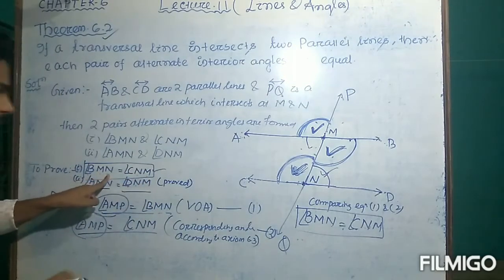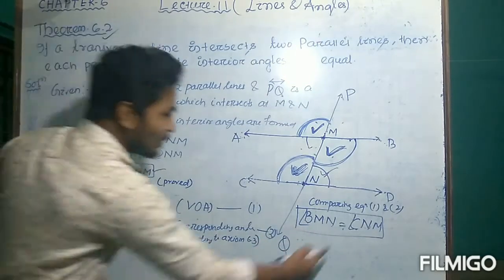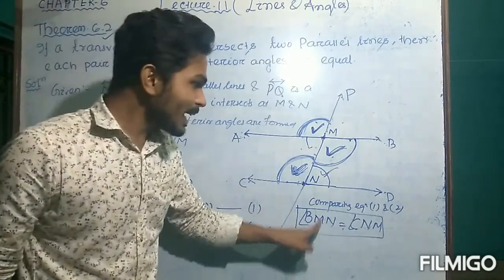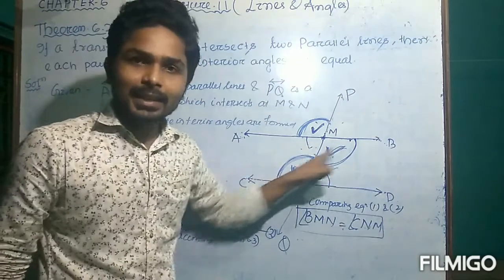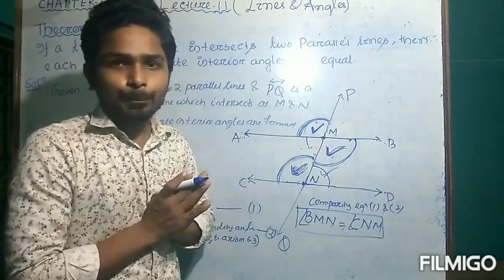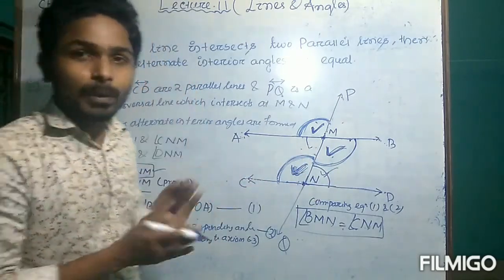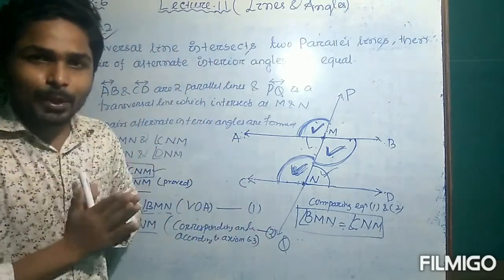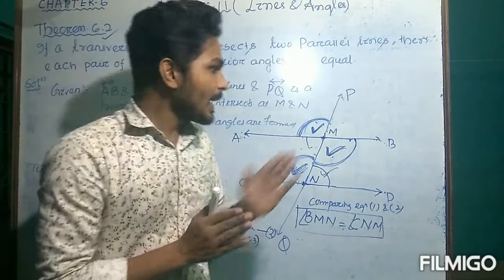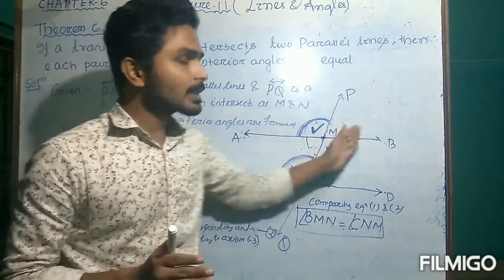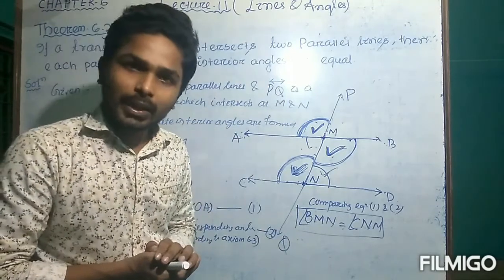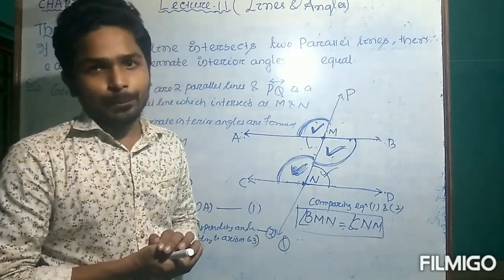See, BMN is equal to CNM. Hence, it is proved that the pair of alternate angles are equal. Okay, this is theorem number 6.2. Now from this theorem 6.2 we get an idea that if a transversal line intersects two parallel lines, then two pairs of alternate interior angles are equal. Okay.